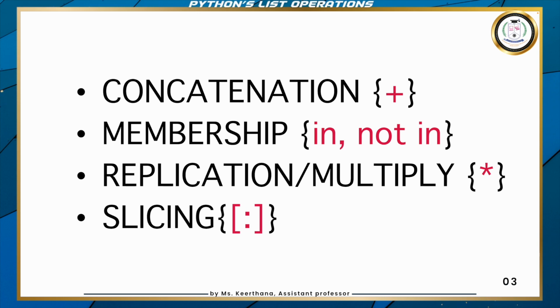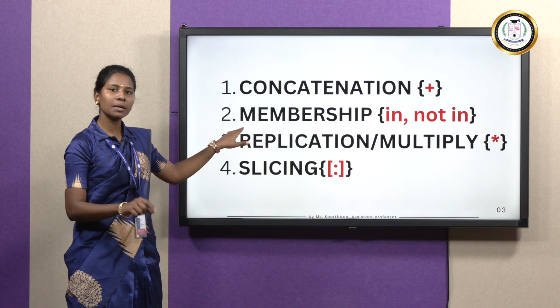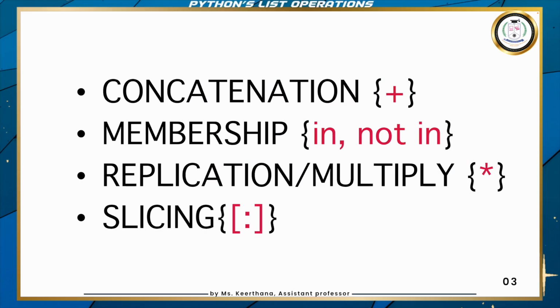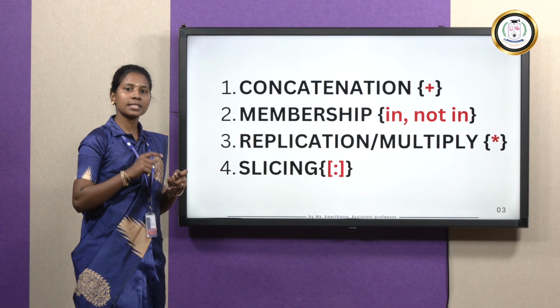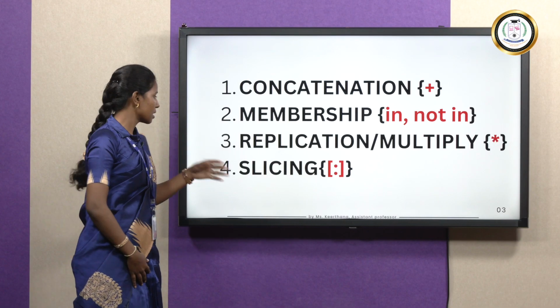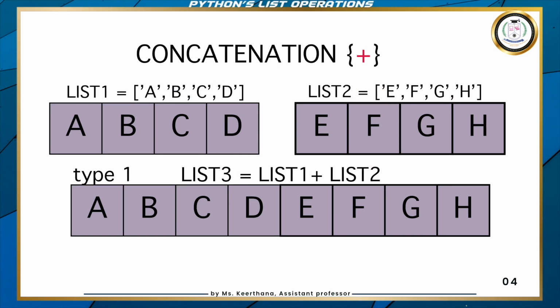According to today's agenda, we will be looking at concatenation, membership, that is to find whether an element is present in a particular list or not, replicating the list, which is nothing but extending the list with the same list elements, and slicing the list. Firstly, we are going to discuss concatenation.